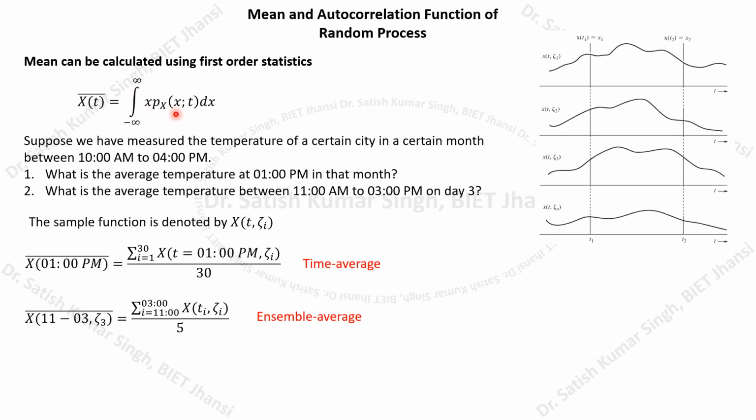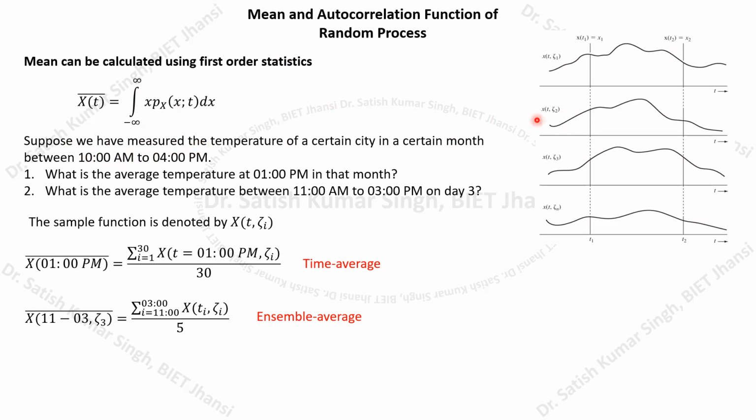So now try to understand what it means to calculate the mean in this case. If we have a random process, what does it mean to calculate the mean? Consider this problem, and then you will be able to understand what it means when we calculate the mean value. Suppose we have measured the temperature of a certain city in a certain month.